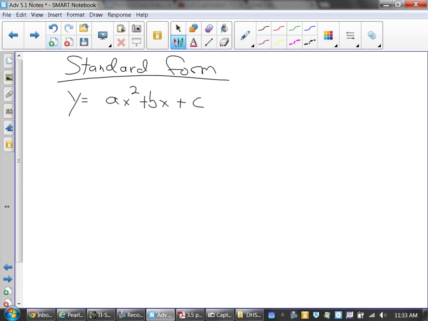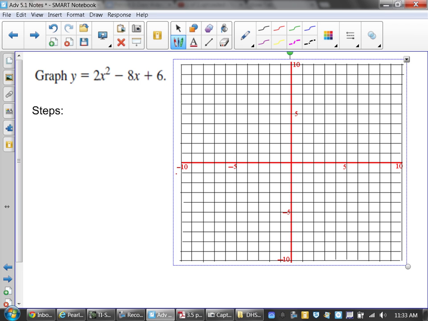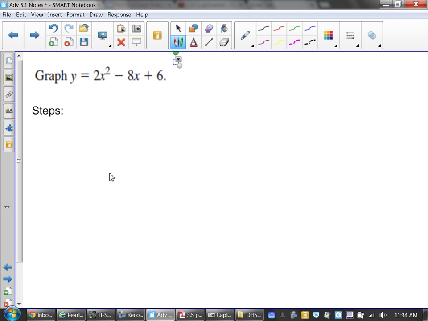For example, if I write out, where's my... I'm not using graph paper. I'm rough sketching. I have 3 different types of formulas to work with, and I'll have 3 examples today. First one is our standard form. Like I said, it's your y equals ax squared plus bx plus c.